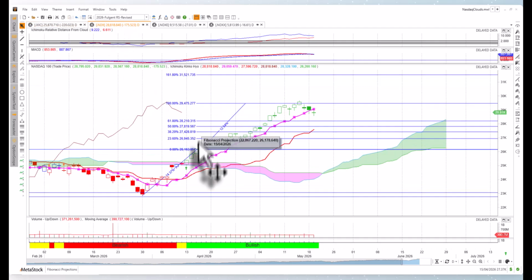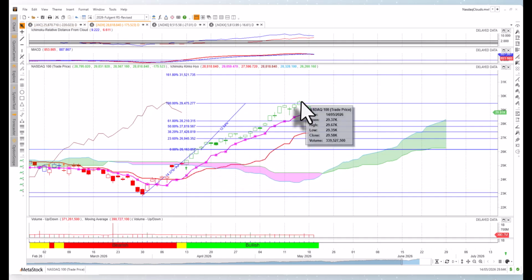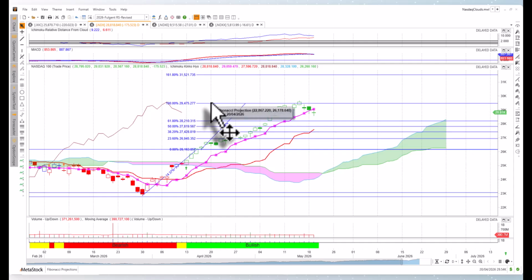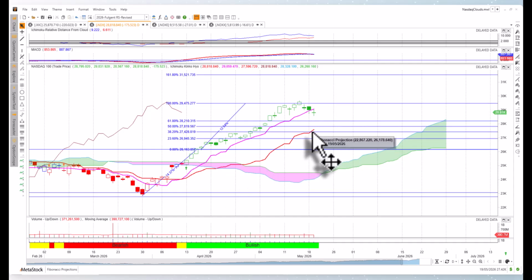Nasdaq 100 index hit all our targets to the upside, a full 100% Fibonacci extension, 29,475. The other one is 31,521. That's much further away. Do expect some form of a consolidation and then another attempt at the next upside target of that move. Once again, the standard line is the critical support zone to watch. It could be leveling out here at 26,175, the top end of the front end of the Ichimoku cloud.